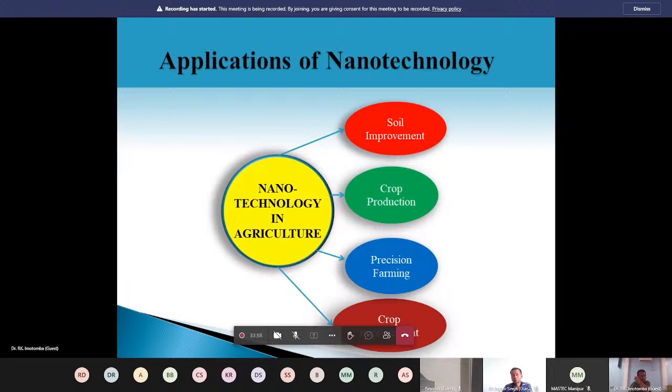Likewise, in crop production, it helps in the management of pests and diseases of particular crops by using nanoparticles. Nowadays, we have started using some chemicals at the molecular level to protect the crops from pests and diseases. But this is at the laboratory level and not yet readily available in the market.